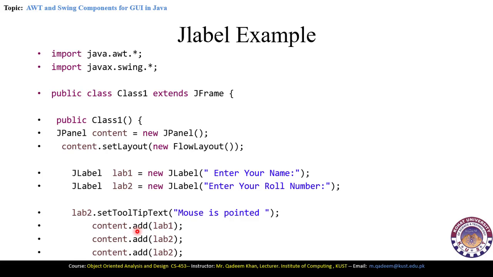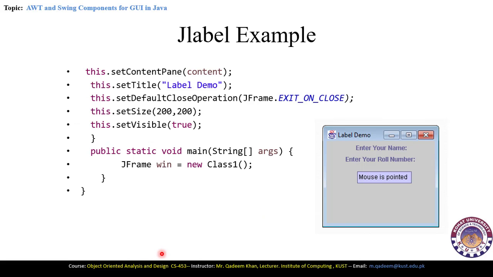Then we have added these labels inside of the content. So first we have added label1, then we have also added another label here, that is label2. So you can also add another instance of the label as here, content.add(label2). Now this setContentPane(content) means that the panel is added inside of the content pane. Now setTitle("Label Demo"), this will display the title over this window.